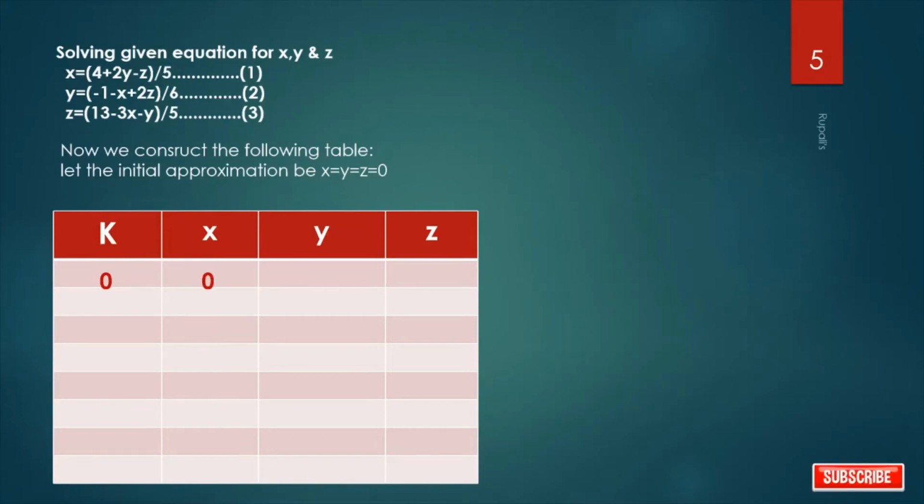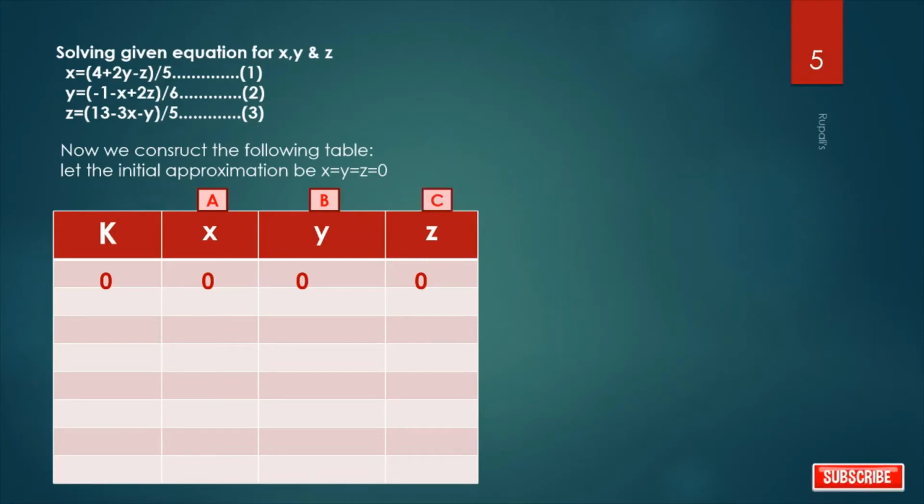You can easily solve the Gauss-Seidel method using calculator memory. How? First store the value 0 to the variable a in calculator memory. Then y is also 0. Store 0 to the variable b in calculator memory. Then z is also 0. Store 0 to the variable c in calculator memory.